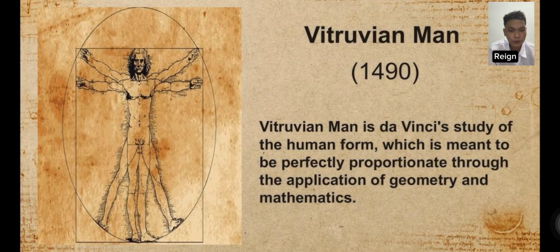Vitruvian Man, 1490. Vitruvian Man is Da Vinci's studies of the human form, which is meant to be perfectly proportionate through the application of geometry and mathematics.